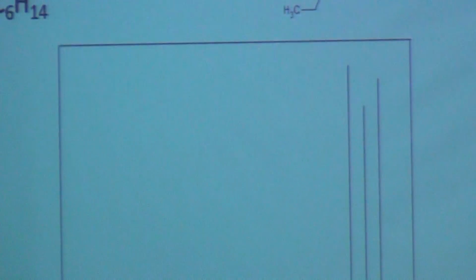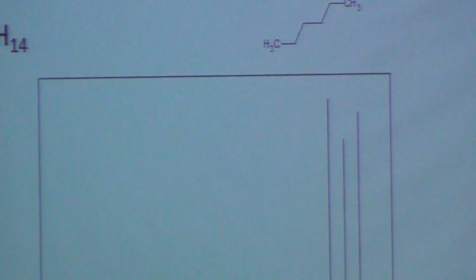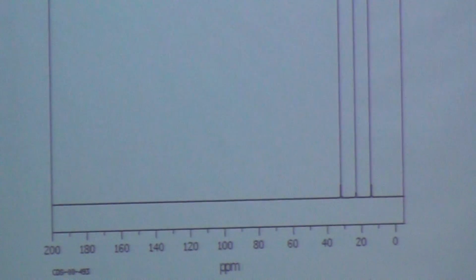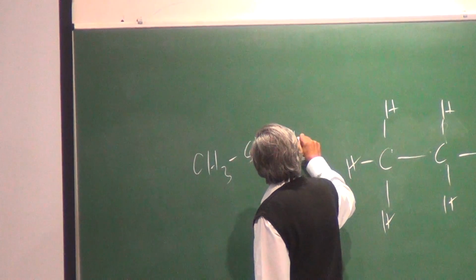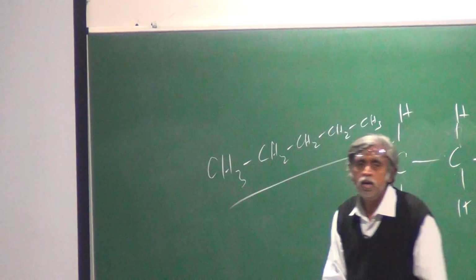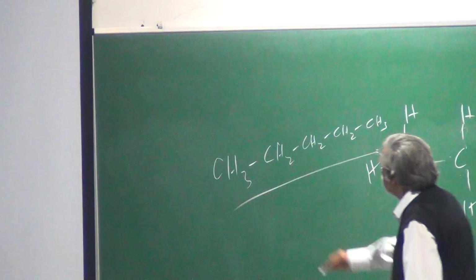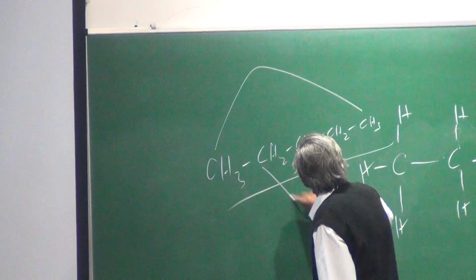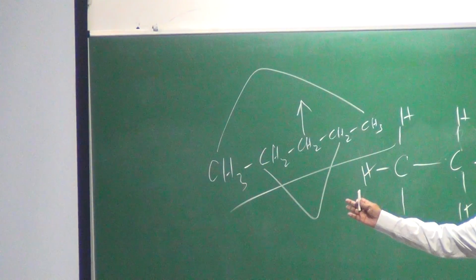Take this one. Of course, here I am not showing you a coupled spectrum. I am only showing you a decoupled spectrum. And what will happen in this case? C6 basically has 3 types of carbons in it. These two are the same, these two are the same, this is different. And therefore you will see 3 peaks.